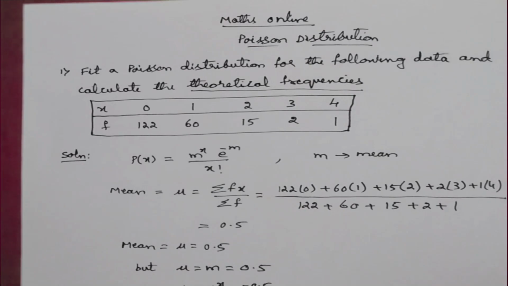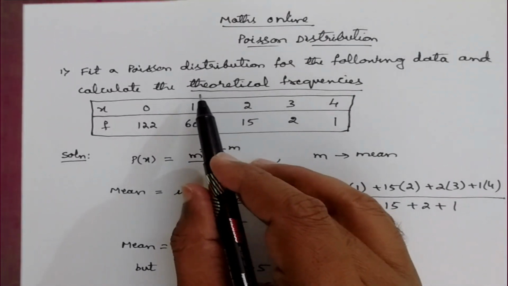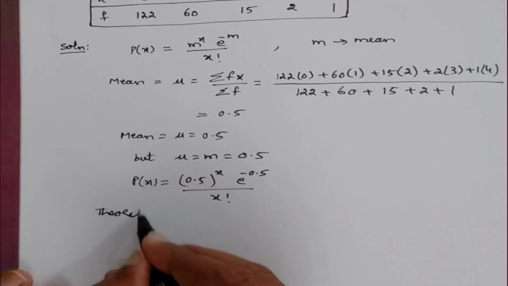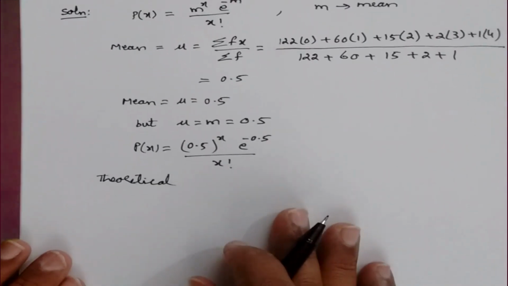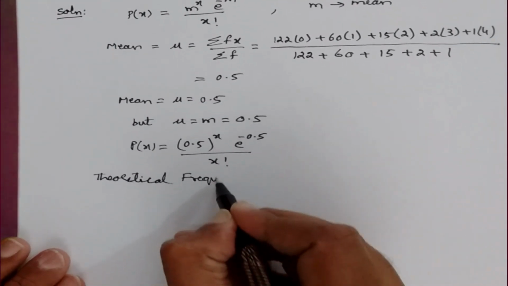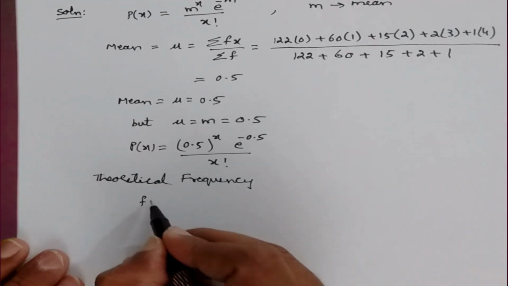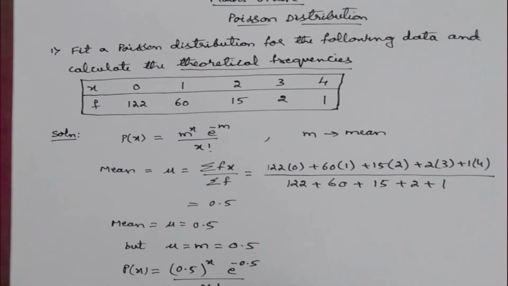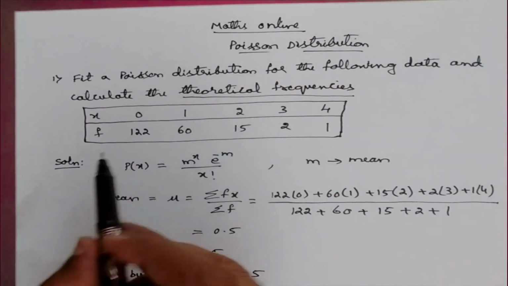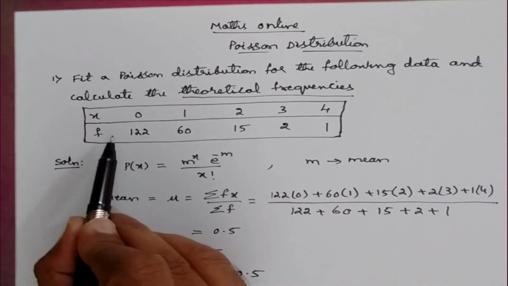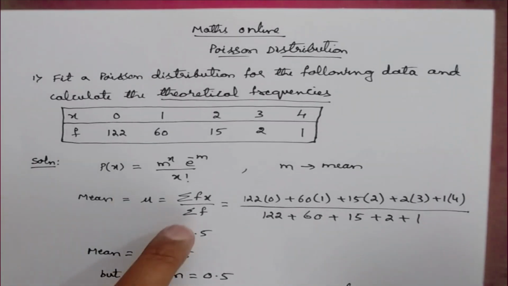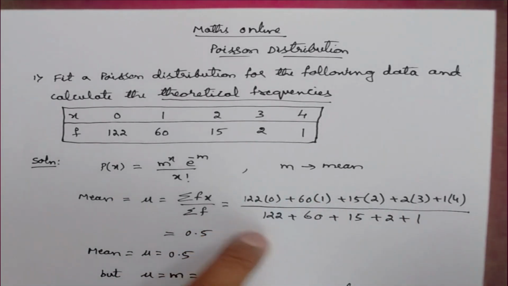While discussing the binomial distribution, I have already told you how to calculate the theoretical frequency. So the theoretical frequency can be written as f of x equals total multiplied by p of x. So what is the total? How to calculate the total? You can calculate the total by taking the frequency summation. So see what summation you get.